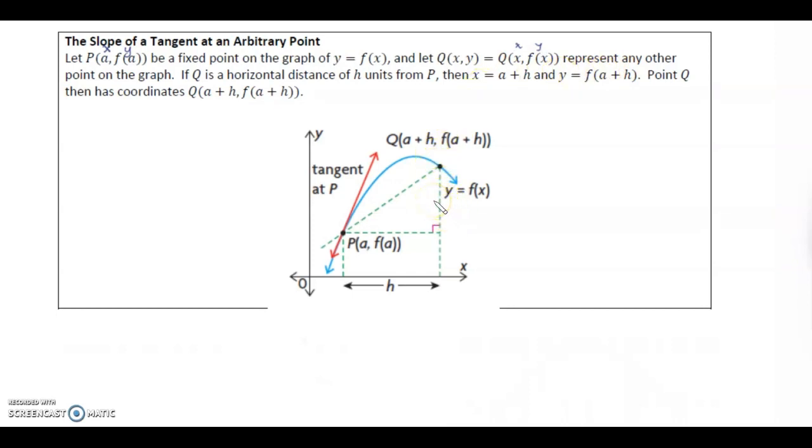If Q is a horizontal distance of h units, and that's what we were talking about before, so h units would be this far away, right? That horizontal distance from P, so P and Q, then x equals a plus h, and y equals f of a plus h. Okay, point Q then has these coordinates: Q at (a plus h, f of a plus h). And we'll see that in the next example.